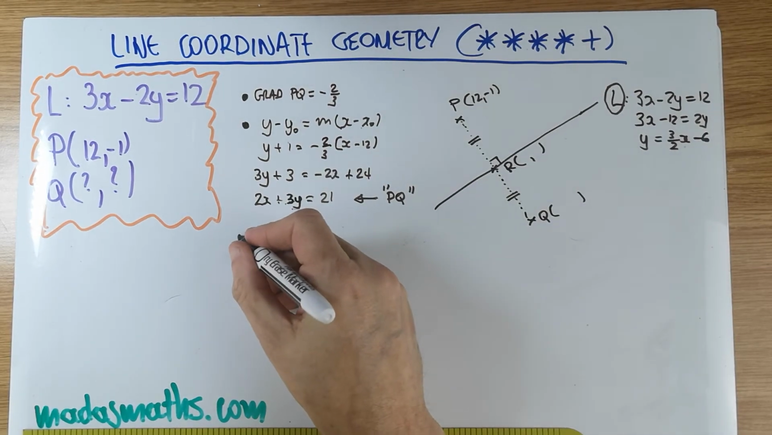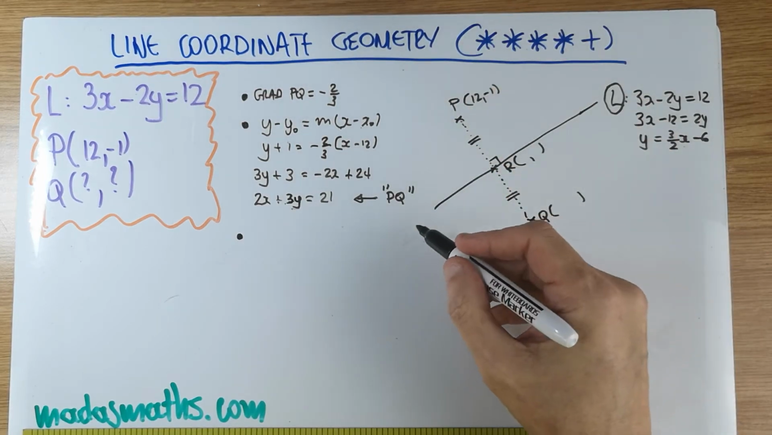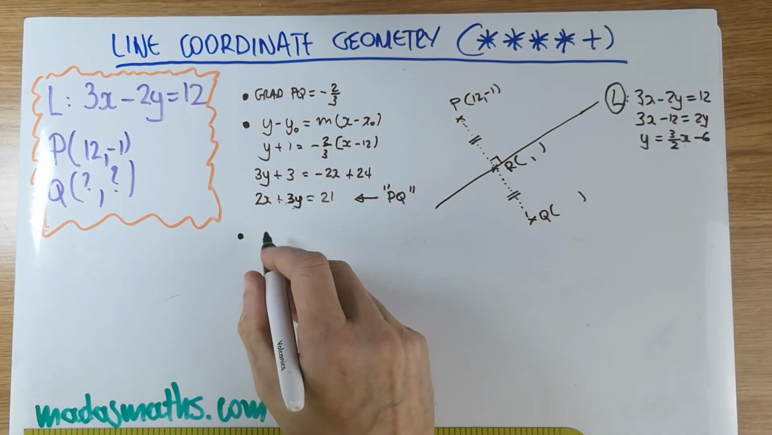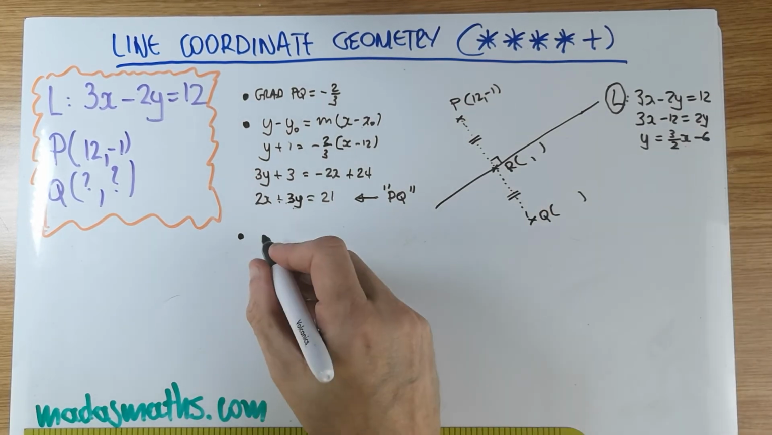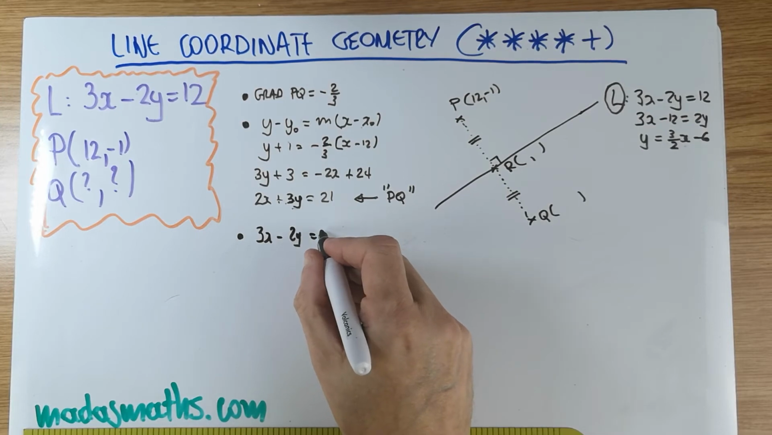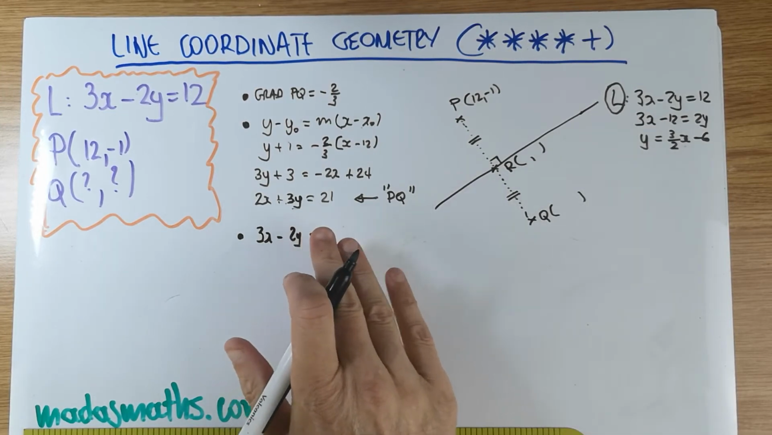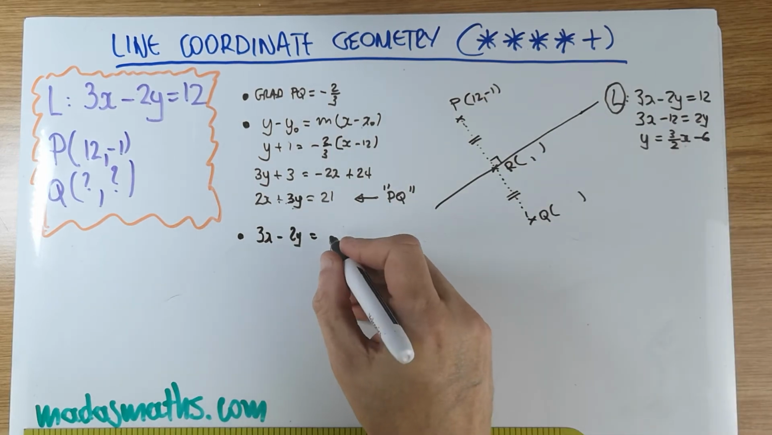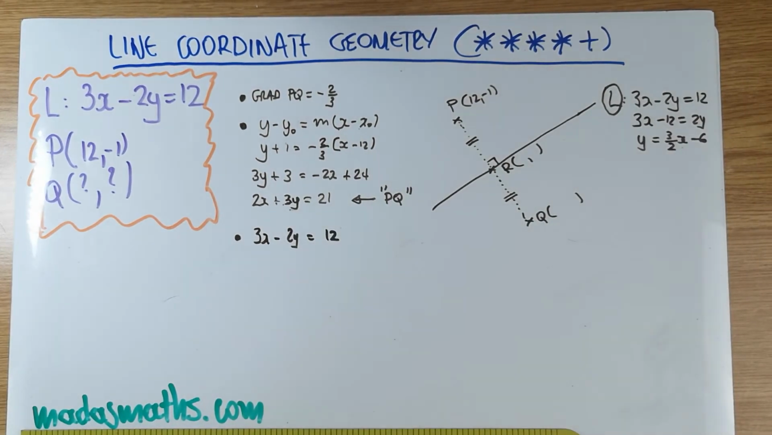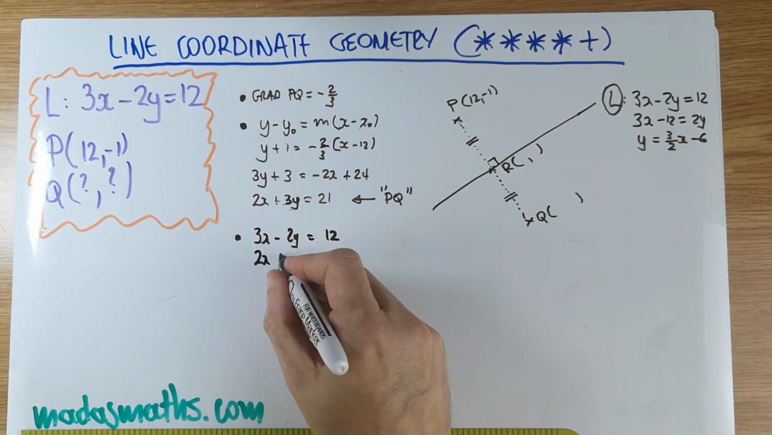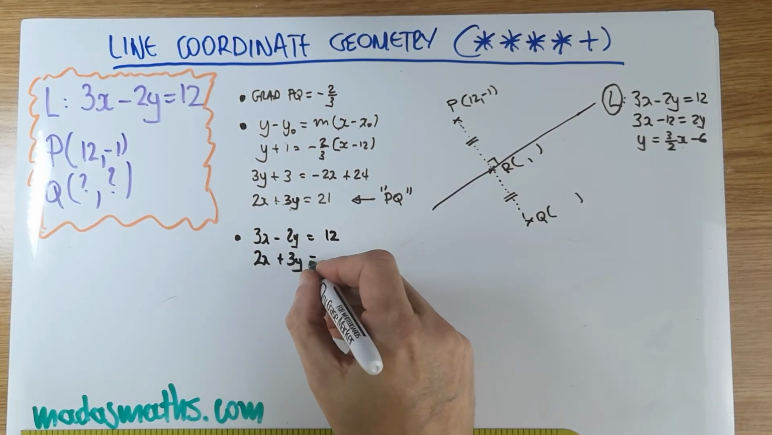Okay, let's now. We've got the equation of this line and the equation of this line. We can solve this simultaneously to find the coordinates of R. And we have 3x minus 2y is equal to 12. Actually, probably it'll be easier if we write this form. It doesn't really matter now. So that's the line L, and this one we just found is 2x plus 3y is equal to 21.